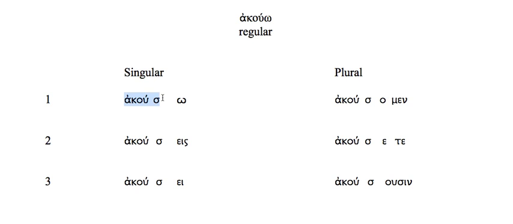Pronouncing these, we have akuso, akuses, akuse, akusomen, akusete, and akususin. This means I will hear, you will hear, he, she, or it will hear, we will hear, you will hear, they will hear.